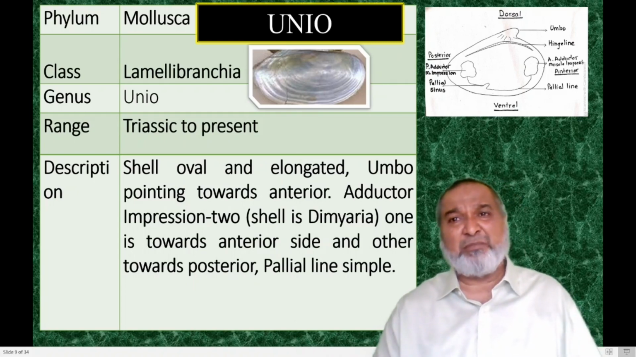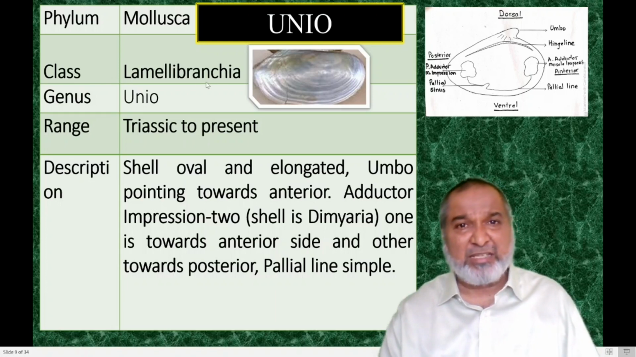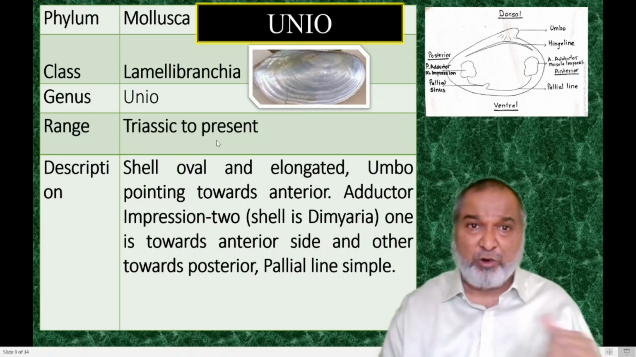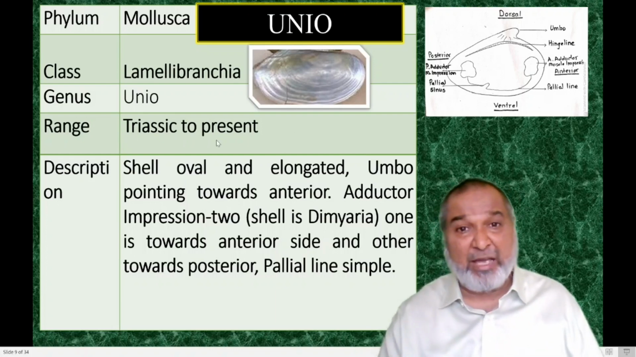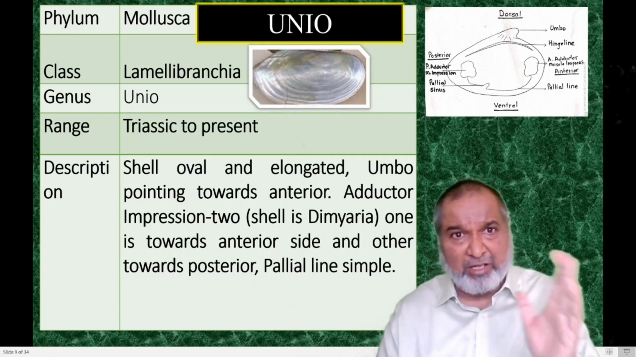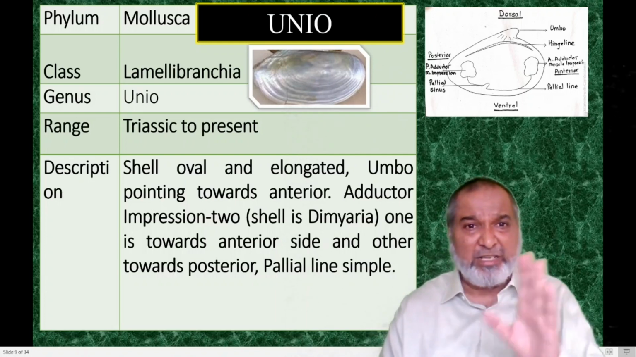Yes, the next one we have is Unio. Phylum Mollusca, class Lamellibranchia, genus Unio, and the range is Triassic to present. There also Triassic to present. Here also we have Triassic to present. So you can see what the common things are. Only the genus is going to change. The rest remains the same.